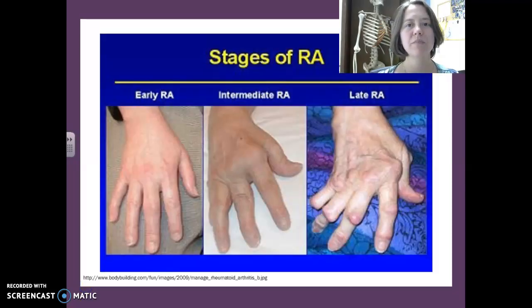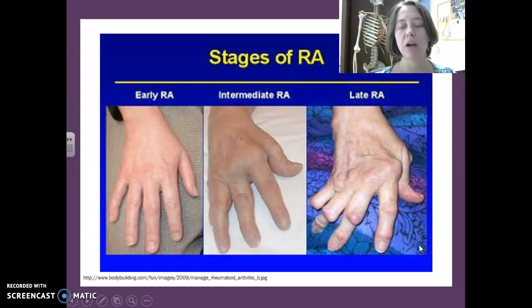Looking at these three pictures of rheumatoid arthritis, we have early rheumatoid arthritis that looks normal. And then we have some joint swelling and some adhesions that make the joints stiff. And then in late rheumatoid arthritis, you can see that those adhesions have really made the joint stiff and perhaps even unusable. So that is something we would want to manage in the early stages before it got bad.